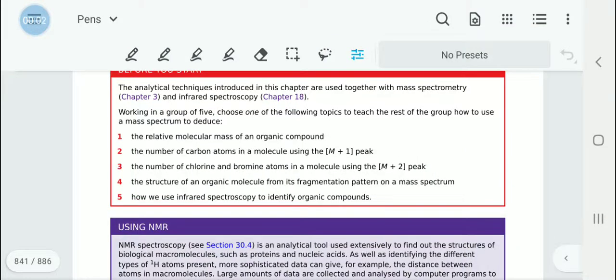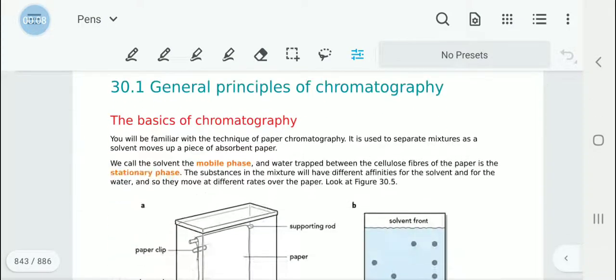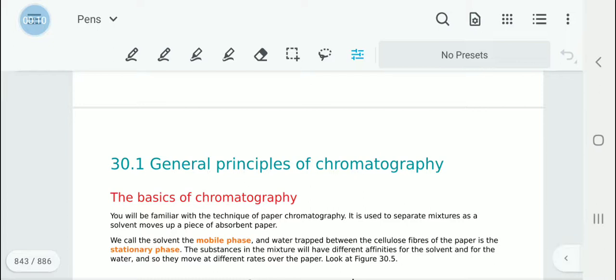Chapter 30, Chemistry Theory Video 1. We are going to learn about chromatography. This is something that we have touched at certain stages of our studies with regards to separation of materials and identification of different chemicals in a particular mixture.